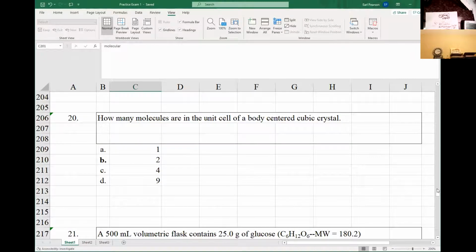Now, we've already answered number 20. It was, again, a question about a body-centered cubic crystal. And if you remember, the body-centered cubic has one in the corner. All of them have that one corner particle, but the body-centered has one in the center as well. So 2 is the correct answer for this one that we've already done.